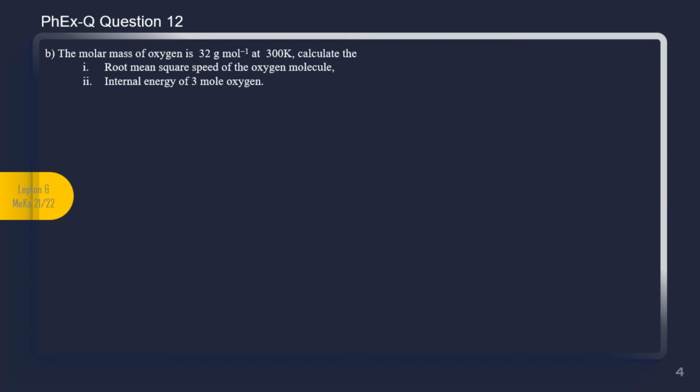Part B of the question, the molar mass of oxygen is 32 gram per mole at 300 Kelvin. Calculate number 1, the root mean square speed of the oxygen molecule. So Mr is equal to 32 gram per mole, and my temperature is 300 Kelvin. The first part of the question asks us to find the root mean square speed of the molecule. So number 1, we can use this formula, v_rms equals square root of 3RT over the molar mass. We use this formula because we have the temperature and also the molar mass.